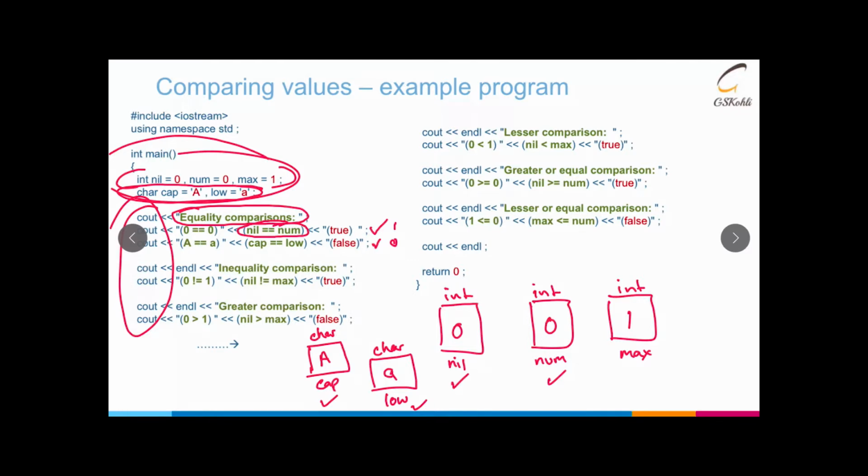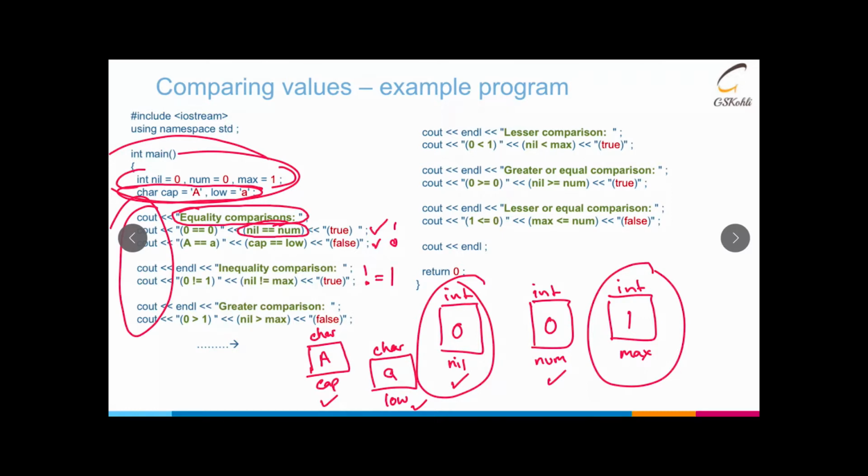The inequality comparison, if you remind yourself, is looking for something which is not equal to each other. If it's not equal, it says true, you're right, they're not the same, hence you get an answer of 1. If they are considered the same, it will give you a 0, that's false. In this case the answer is 1, because we're looking at nil and max, which here is a 0 and a 1. So they're both different, and that's why the answer is true, which is 1.